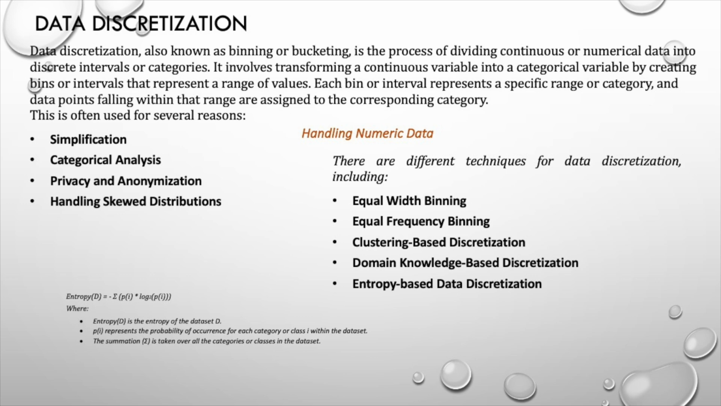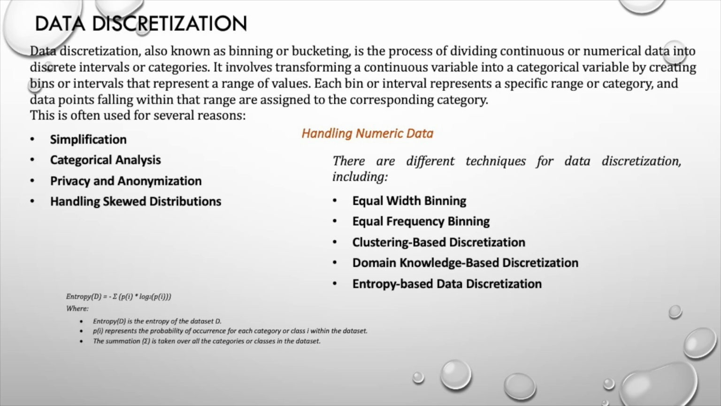Simplification. Discretizing continuous data simplifies the analysis by reducing the complexity of the data. Instead of dealing with many unique values, discrete intervals provide a manageable and more structured representation. Categorical analysis. Discretized data allows for categorical analysis, where data points are grouped into categories or bins. This enables the use of categorical techniques such as frequency analysis, cross-tabulation, and chi-square tests.